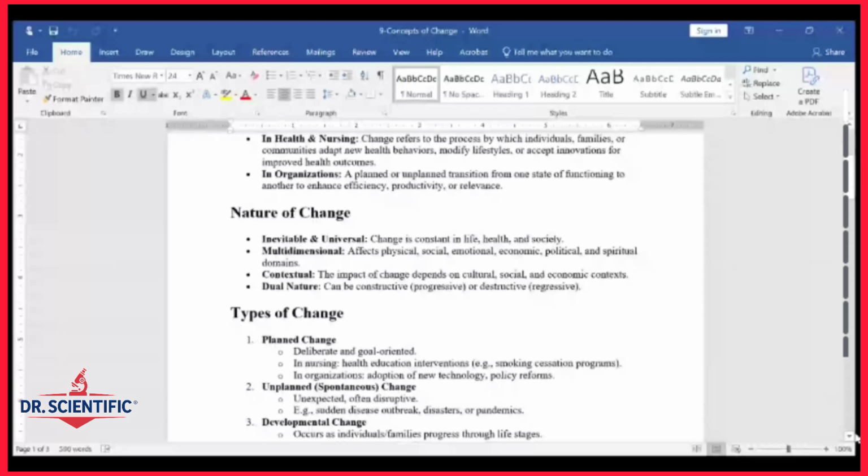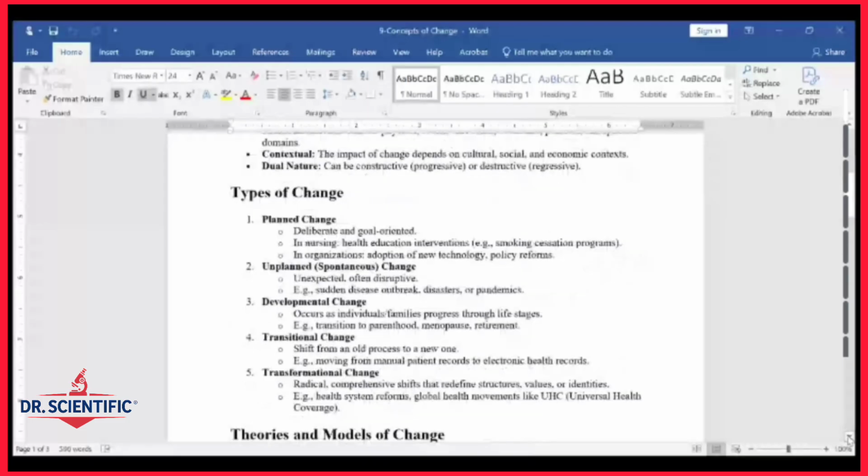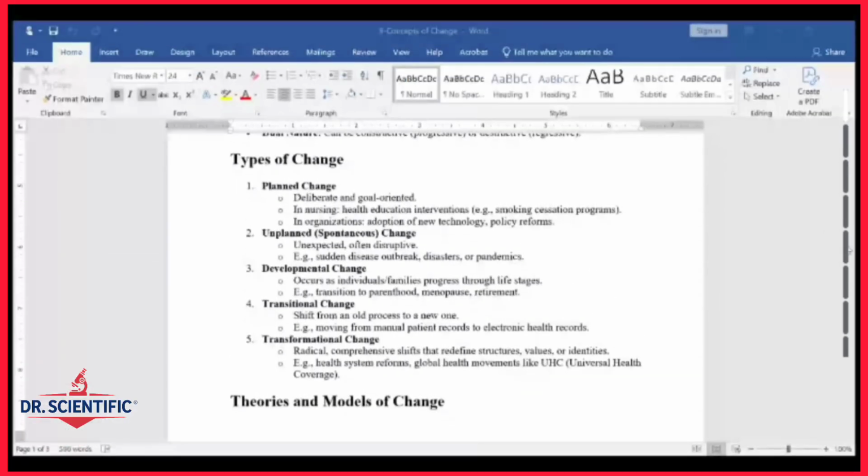So we have got types of change. We have got numerous types of change. There are around five in regards to community health. Let us have Ashley Oma read the types of change for us.